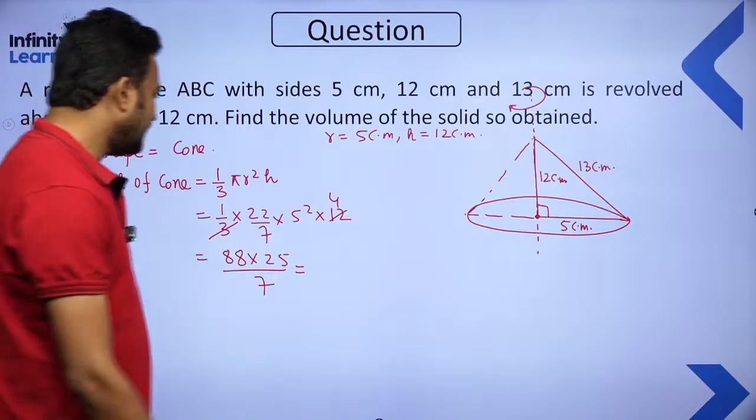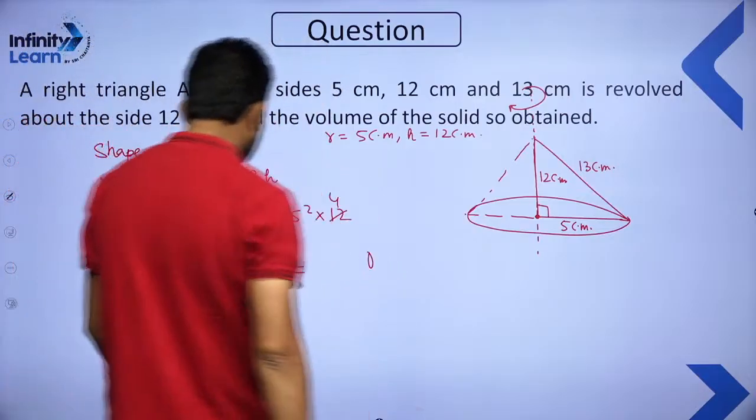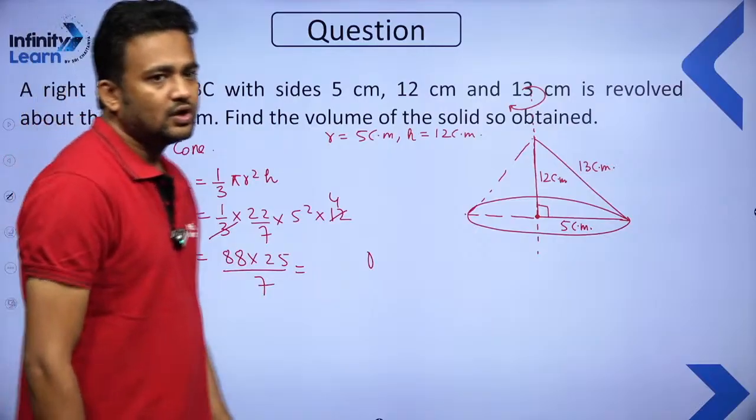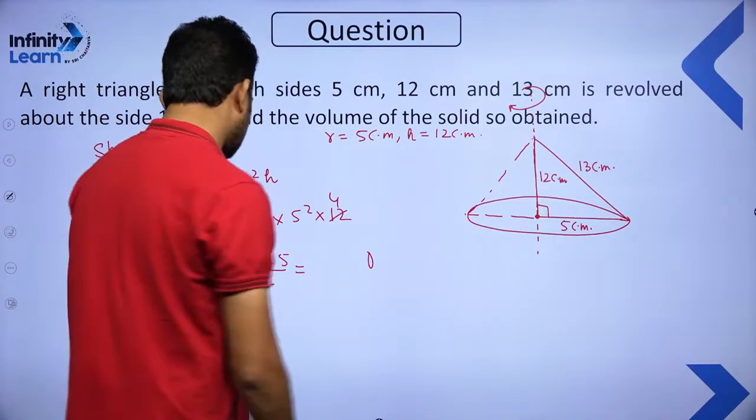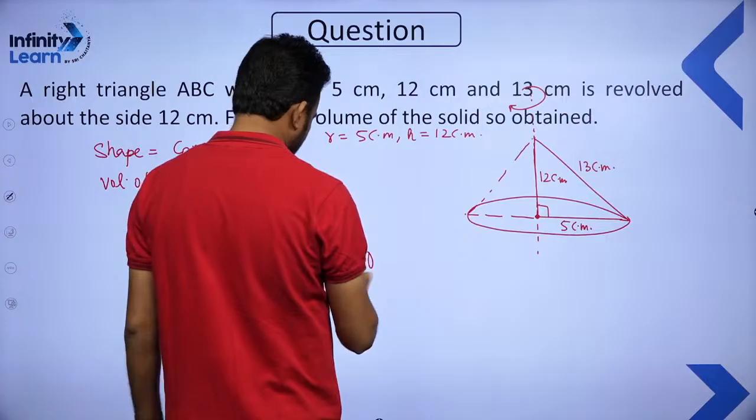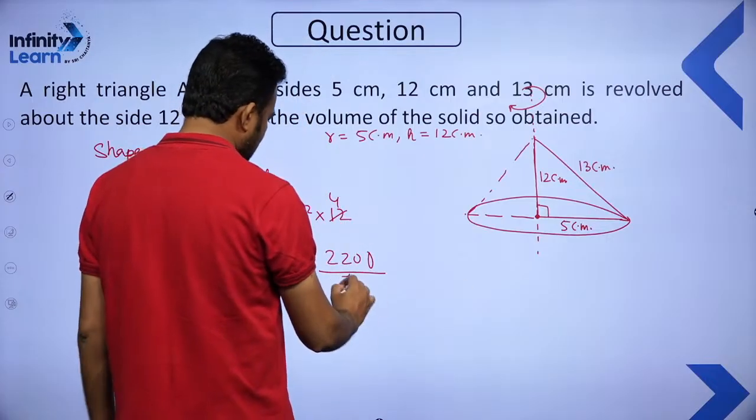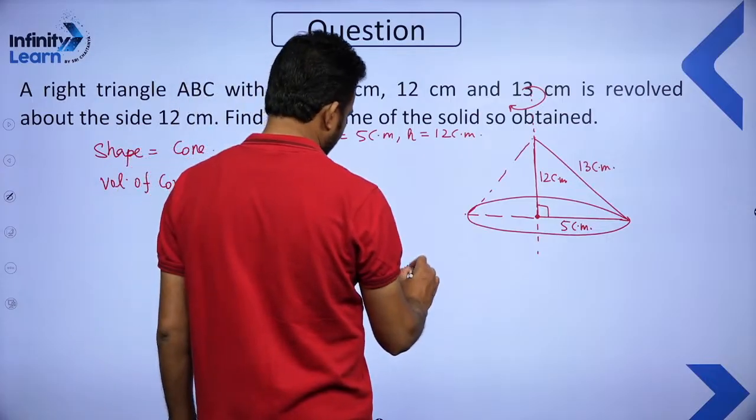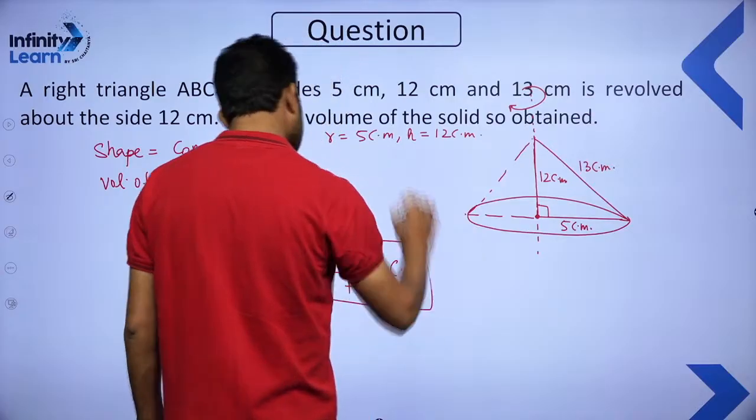So 25 into 8 is 200, 0, and the carry is 20. 25 into 8 is 200. 200 plus 20 is 220. So 220 means 2200 divided by 7. And this will be in centimeter cube. So this will be the final answer, right?